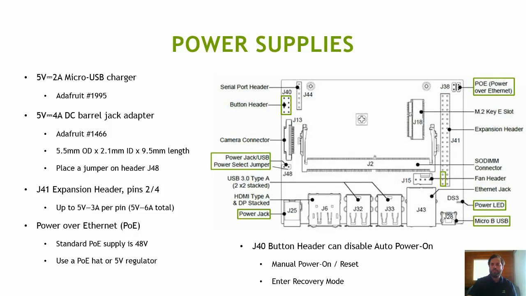This switches the board between accepting power from the micro USB port to the barrel jack. In this mode, you can also connect a power source to pins 2 and 4 on the J41 expansion header, 3 amps per pin or up to 6 amps total. Pins 2 and 4 should be 5-volt DC, and pin 6 should be connected to ground.